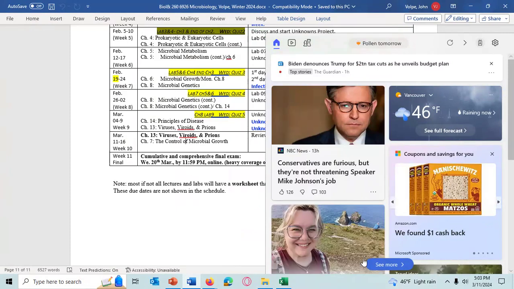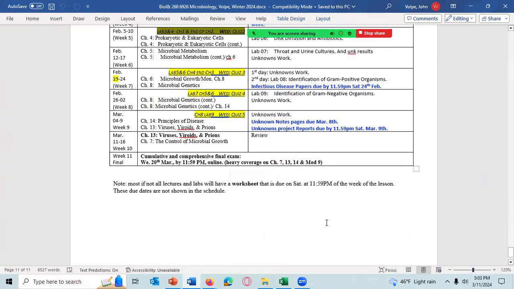There is no lab today. Let me go ahead and show you the schedule. Today is March 11th. We are supposed to be on chapter 13, and we're supposed to finish it today. I don't know if we'll finish it, but we'll try. The review is going to be Thursday in the lab. Any questions about any of that?